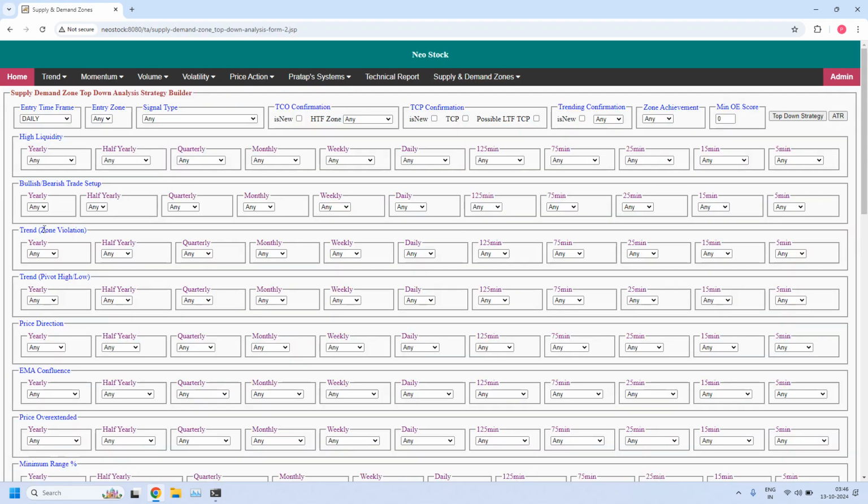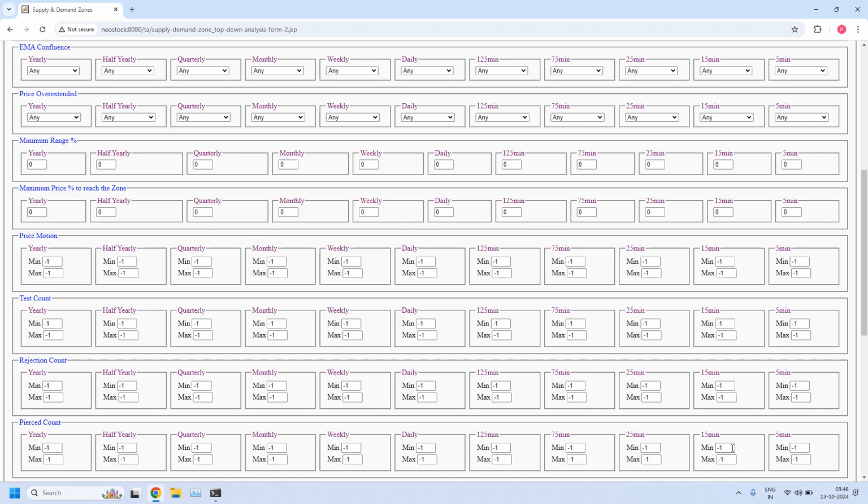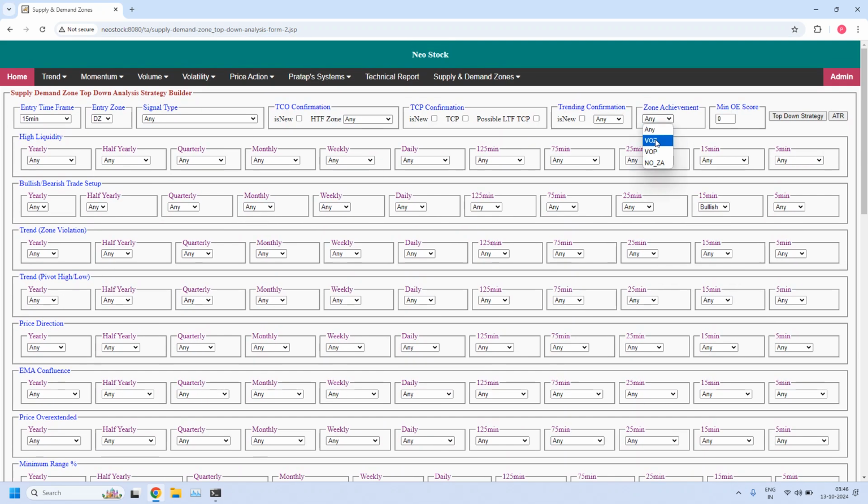Next, let us generate a bullish trade setup for daily income trade. Daily income trade entry time frame 15 minutes. Entry zone is a demand zone. In bullish or bearish trade setup, at 15 minutes time frame, I am selecting bullish. The 15 minutes demand zone should not be pierced. So in the pierced count at 15 minutes time frame, I am setting minimum value 0, maximum value 0, zone achievement violated opposing zone, minimum odd enhancer score should be 12. All the three filters are applied to 15 minutes demand zone because this is bullish trade setup.